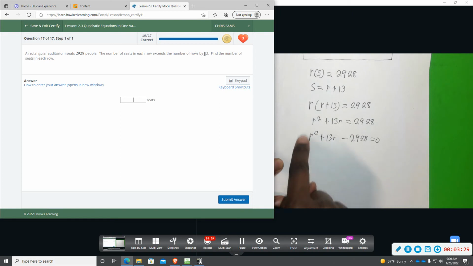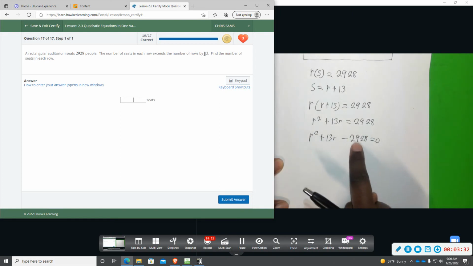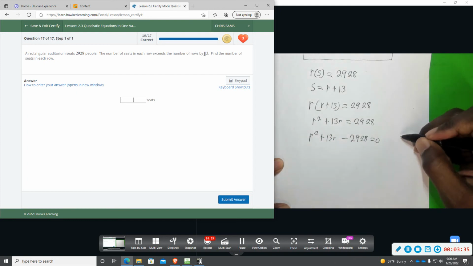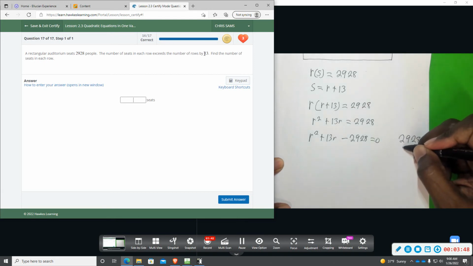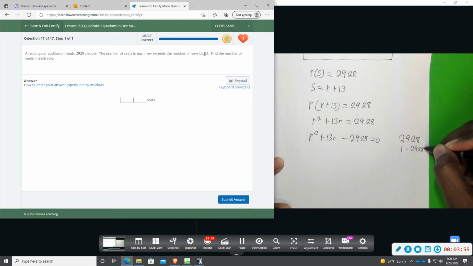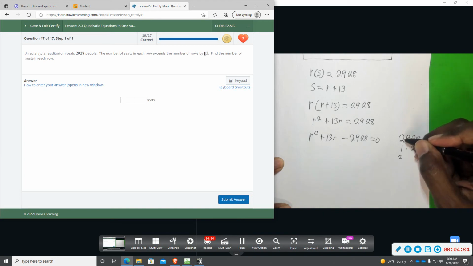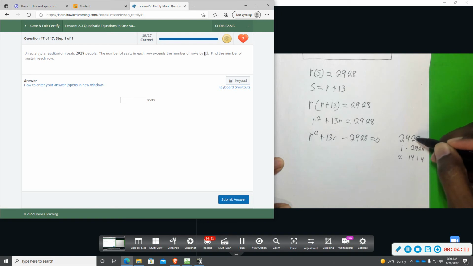So I'm going to multiply the leading coefficient, which is a 1, times this number. 1 times 2,928 is going to give me 2,928. And then from here, I want to list all the factors of 2,928. Now, this is a big number, so it's going to be hard to list them. So I'm going to use a calculator to find that list. But I do know the first one will be 1 times itself, which will be 2,928. This is even, so you can get 2 times 1,464, and 4 times 732. So these are the first two.